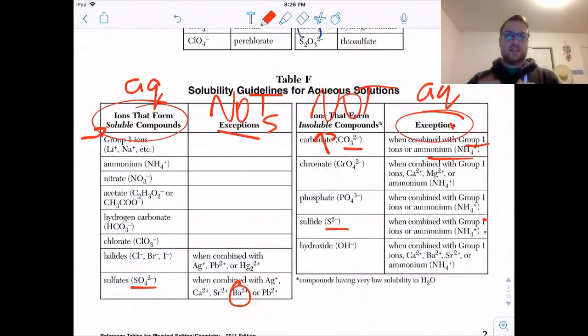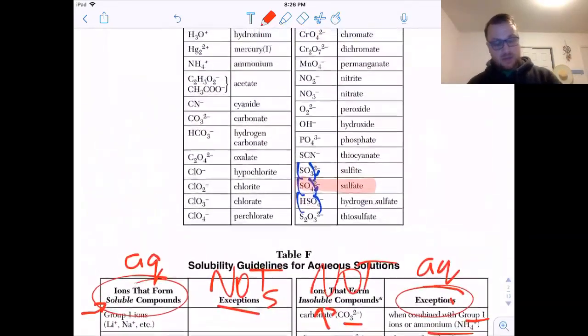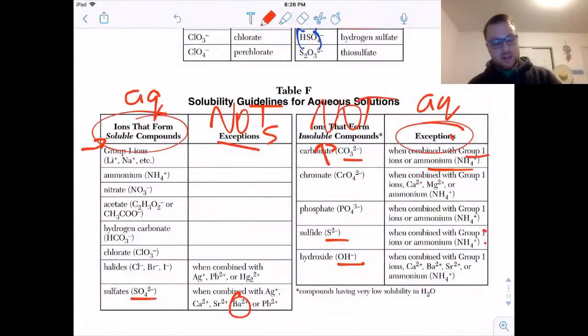Hydroxides are not soluble, unless, hey, barium's an exception over here. Barium and hydroxide will be soluble. So, Ba and OH are soluble.